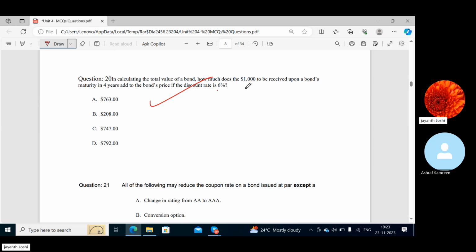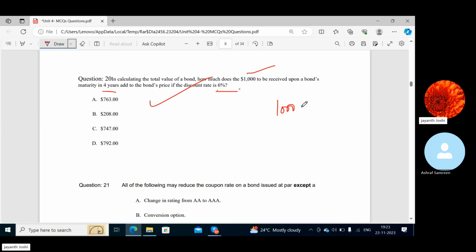Indirectly, they are asking you to find out the bond price. So the total value of the bond, this is the face value, right? This is to be paid at the maturity. 4 years is the maturity period. Discount rate is 6%. They did not say anything about coupon.